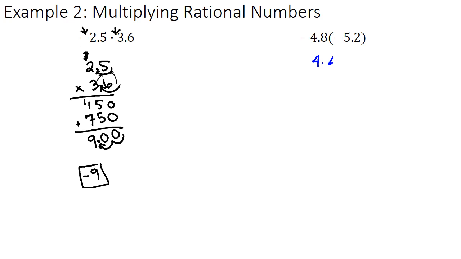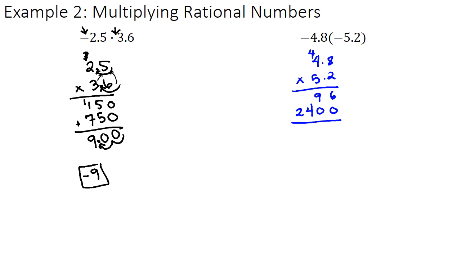For this second one here, again, we're just going to line these up. So we have 4.8, and we're going to times that by 5.2. And so we're going to take 2 times by 8, which is 16, carry the 1. 2 times by 4, which is 8, plus 1, which is 9. And then we're going to add that 0. 5 times by 8 is 40, carry the 4. And 5 times by 4 is 20, plus that 4 is going to give us 24.